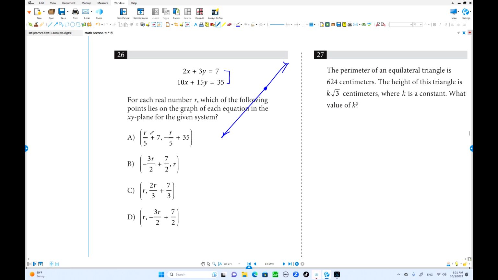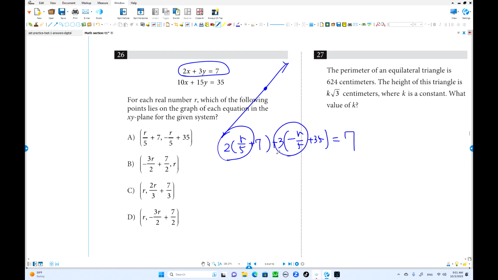So check it out. Any point on this line. First one over here, put this number, I'm going to use this one, that is the simple one, okay? It's the same thing. r over 5 plus 7, and plus 3 times negative r over 5 plus 35. Is this equal to 7? r should be equal to 0, right? But this one is 2r over 5. This one is negative 3r over 5. It cannot be equal. So this is wrong.